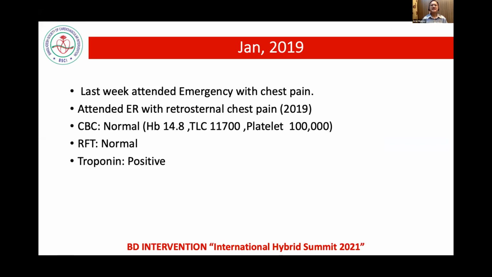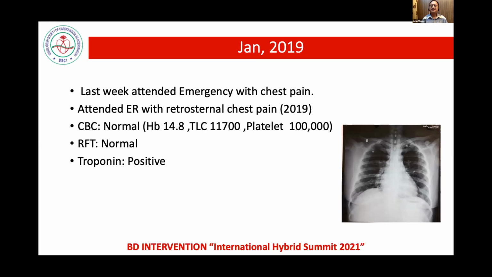In January 2019, she had repeated emergency attendance with non-specific chest pain. Seven days and 10 days earlier, she attended the emergency department with chest pain, which was non-specific at that time. Her enzymes and ECGs were normal, which I'll show later. A week later, she presented with retrosternal heavy chest pain. Her counts were normal, renal function was normal, and troponin this time was positive. This was a chest X-ray.